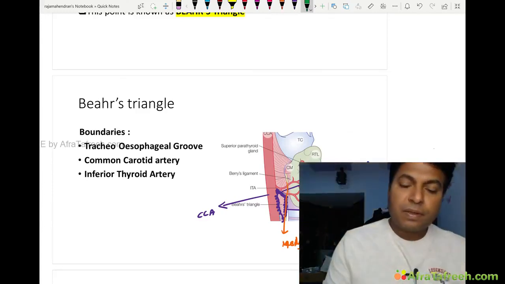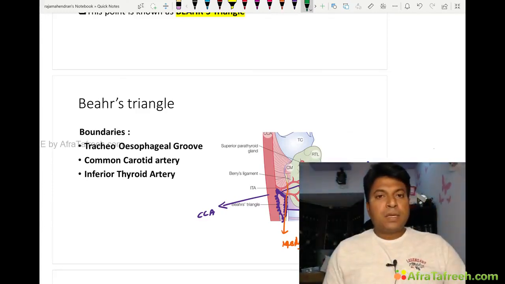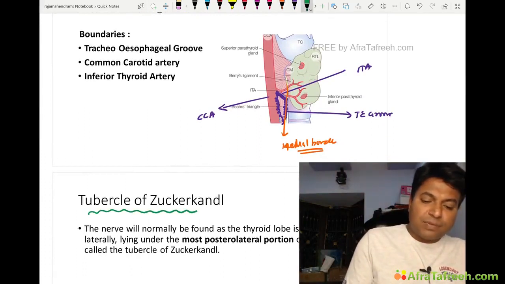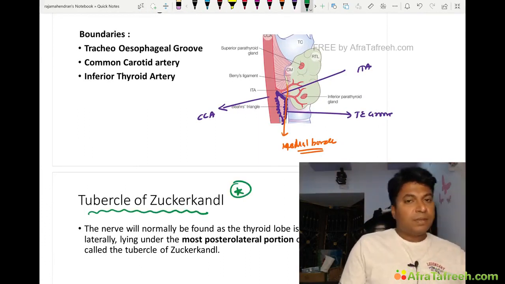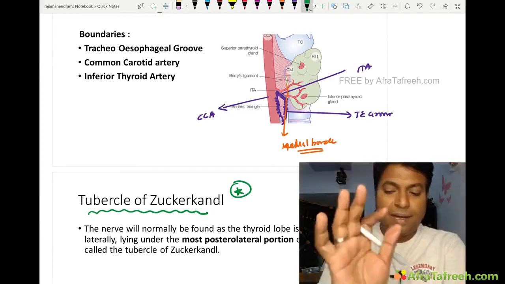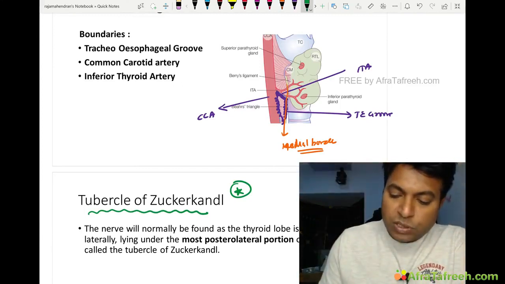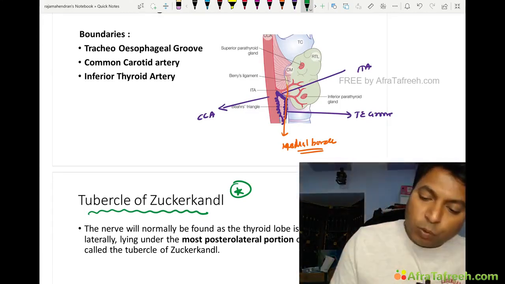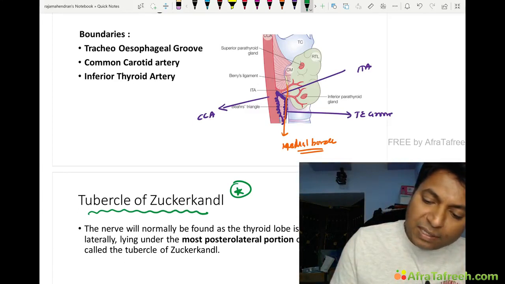So what is the tubercle of Zuckerkandl? What is the significance of this? This question is also taken only from Bailey and Love. The tubercle of Zuckerkandl is the most posterolateral part. So this is the gland. Anteriorly I am seeing the gland. If I go posteriorly, this is the posterolateral part.